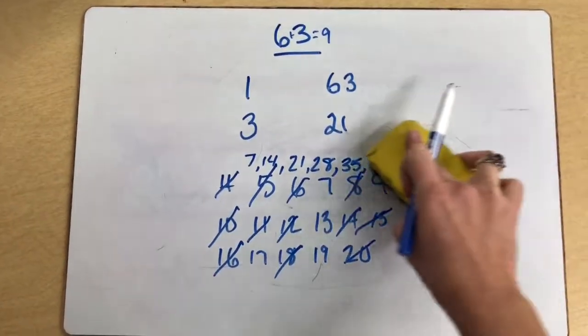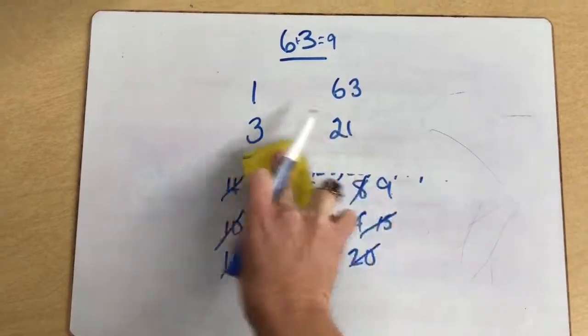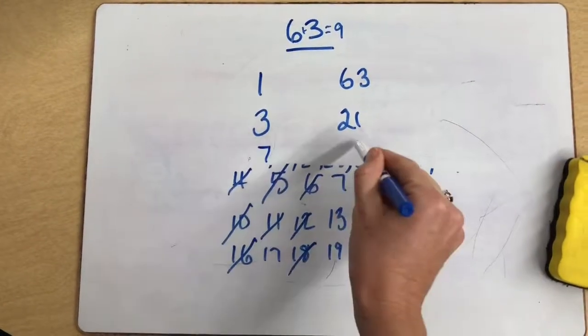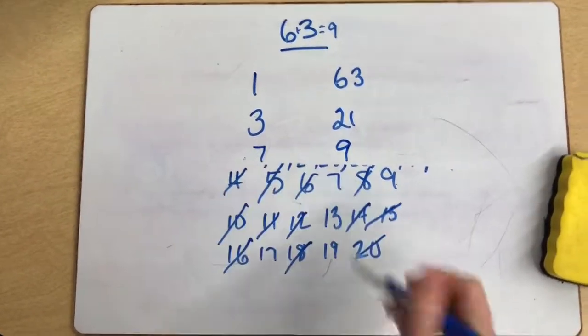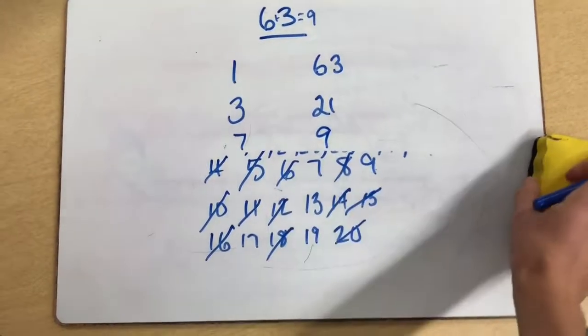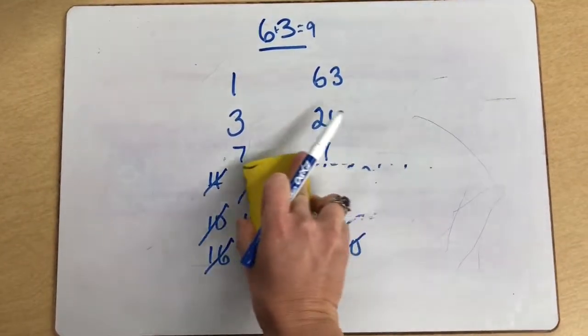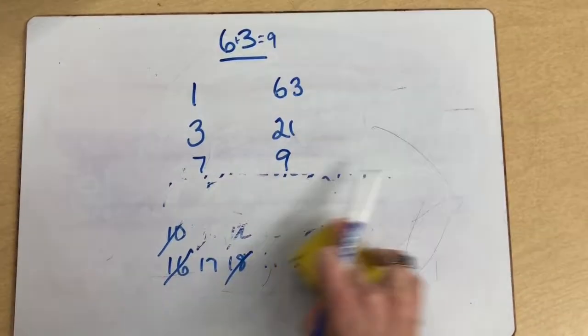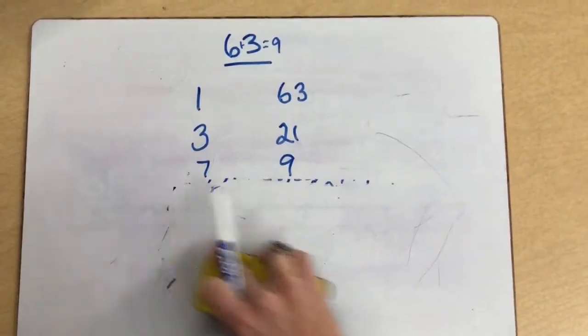Now look what I've got here. Now I have 7 and 9, and the only number in between those two is 8. And I've already crossed off 8. That's so exciting. This number is a composite number, and I found all 6 of the whole number factors.